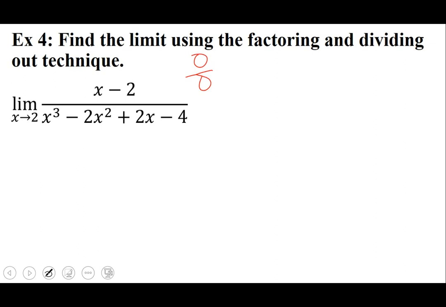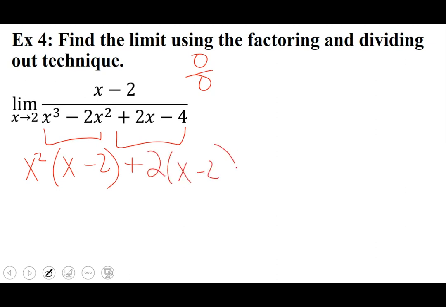The top is clearly as simple as it can be. The bottom, because there are 4 terms, is going to be factor by grouping. To factor by grouping, take the GCF out of the first 2, which would be x squared. Take the GCF out of the second 2, which would be a positive 2. And again, hopefully you remember the fact that you're getting that repeat. That's how you know that you're in good shape. So x minus 2 in the numerator, x squared plus 2 times x minus 2 in the denominator.